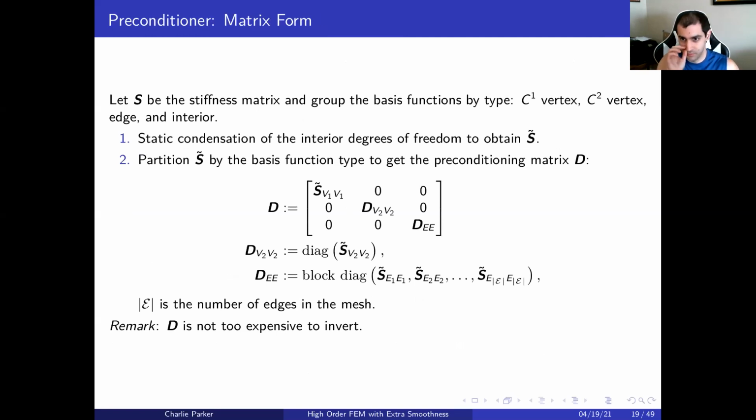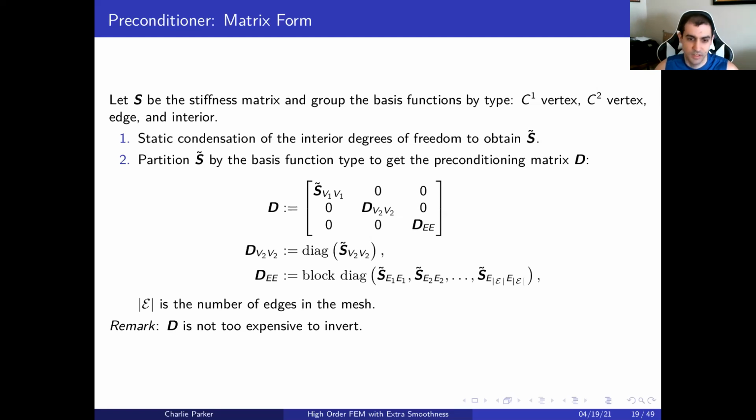Okay, so in matrix form, all we need to do is first do static condensation of the interior degrees of freedom, as in take the Schur complement system with respect to the interior degrees of freedom. And then we're just going to zero out certain subblocks of the resulting matrix. So we have to keep all of the C1 vertex functions coupled together, all of the C2 vertex functions completely decoupled, and all of the edge degrees of freedom only stay coupled together with the degrees of freedom on that edge. They decouple from all of the other edges.